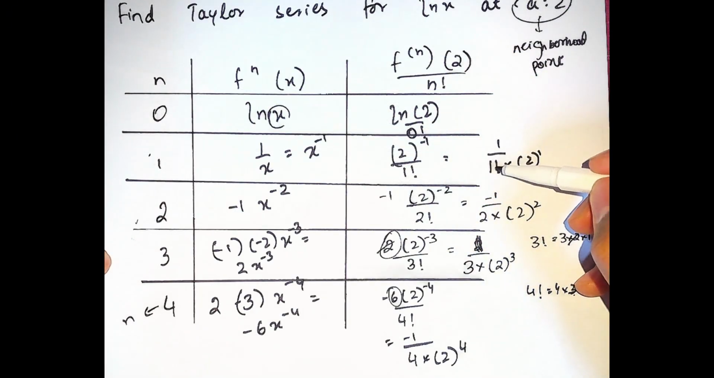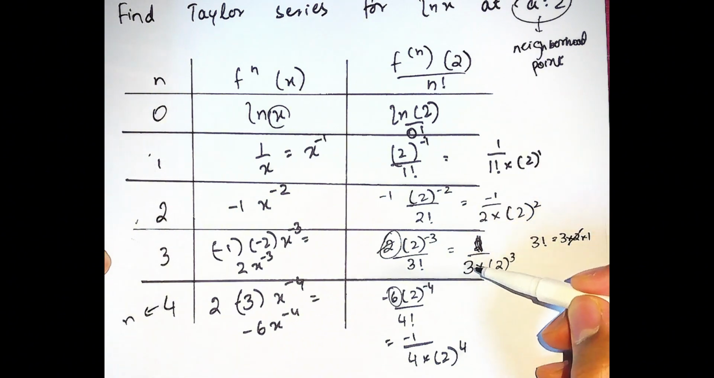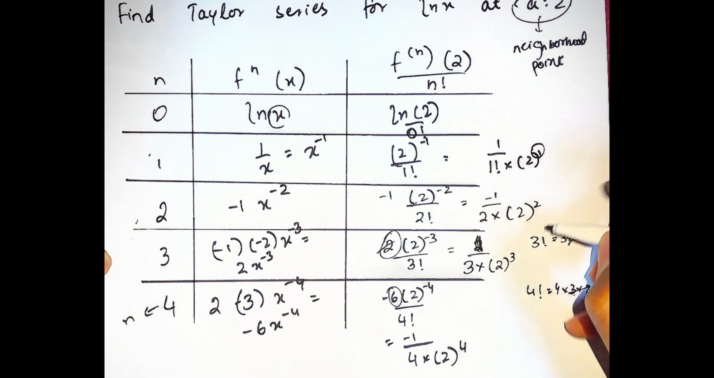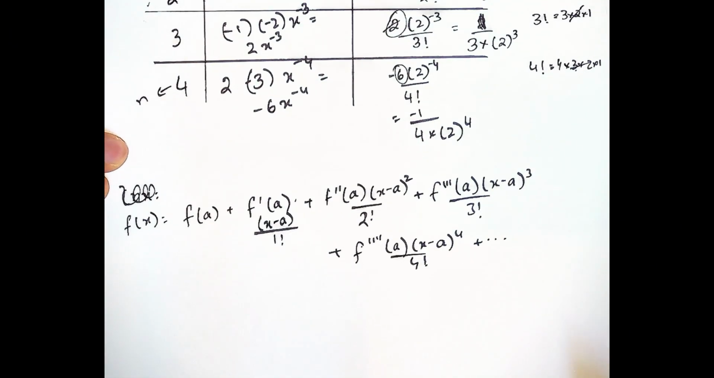We have 0 factorial, then first factorial, then second factorial, third factorial, fourth factorial, and of course the powers, this thing right over here is also following a very definite pattern. First power, then the second power, then the third power, then the fourth power. Okay, so now we can put these things into the Taylor series. So this is the Taylor series, and now we can put the values.